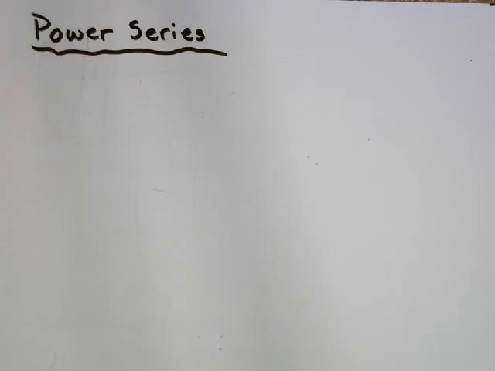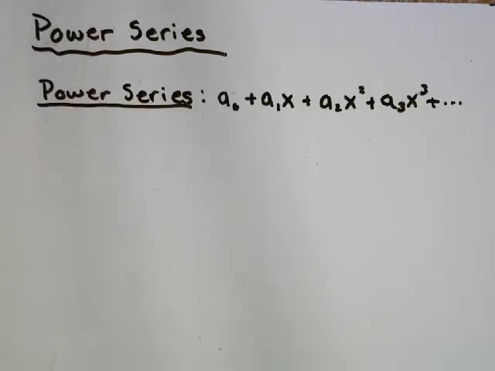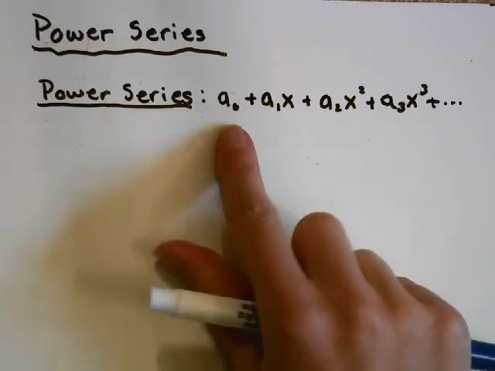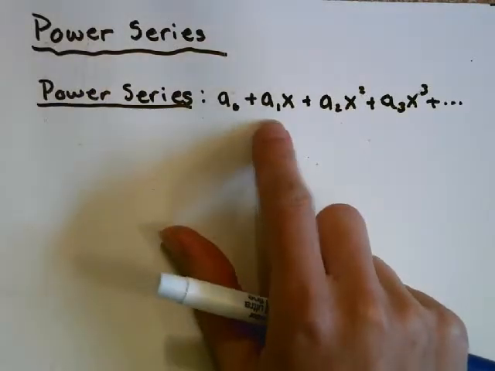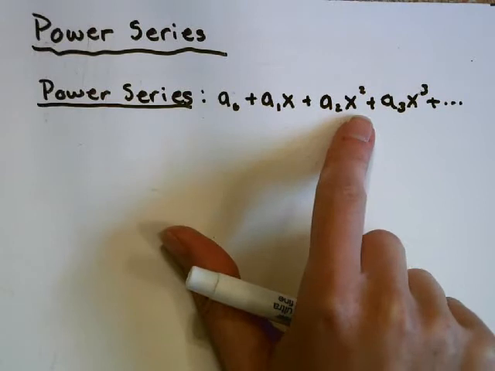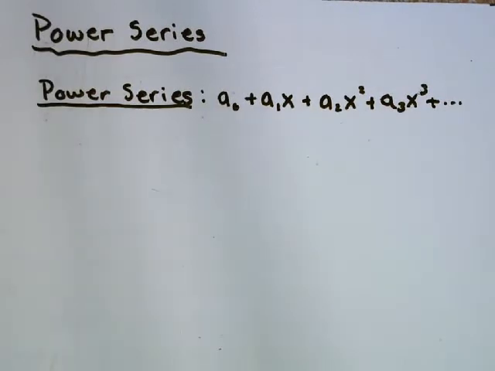Today we're going to talk about a special case of infinite geometric series called a power series. A power series is something that looks like this. So this is just a sub 0 plus a sub 1 times x plus a sub 2 times x squared, and so on. That looks kind of complicated just because there's a lot going on.